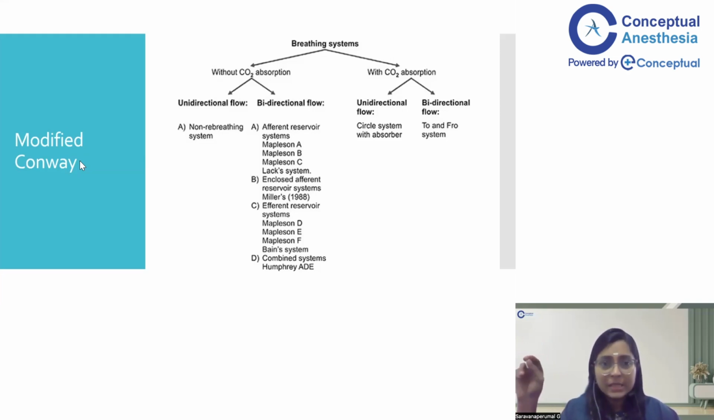And in breathing systems without carbon dioxide absorption, the unidirectional flow is a non-rebreathing system. And in bidirectional flow, we have Mapleson's A, B, C, the Lack system, the Miller circuit, and the Humphrey ADE system. So this is the bidirectional flow.